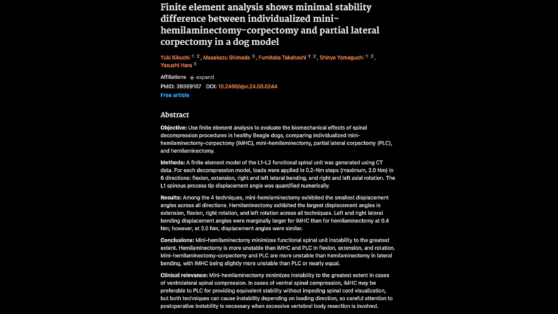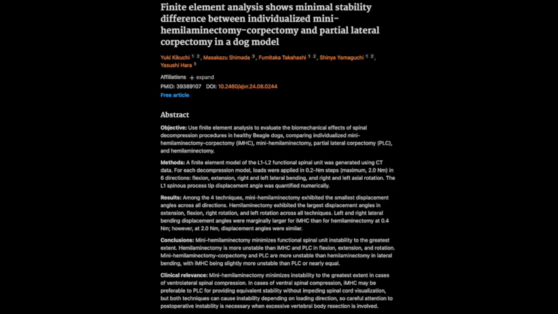So the study focused on 4 different techniques. One is individualized mini-hemilaminectomy-corpectomy. That's a mouthful. Yeah, it's a long one. What's the abbreviation for that one? iMHC. Okay, iMHC. Then there's mini-hemilaminectomy, MHL, much easier. Got it. Partial lateral corpectomy, PLC. Yes, and then the more traditional hemilaminectomy, HL. Exactly. So all of these techniques are aiming to relieve pressure on the spinal cord.